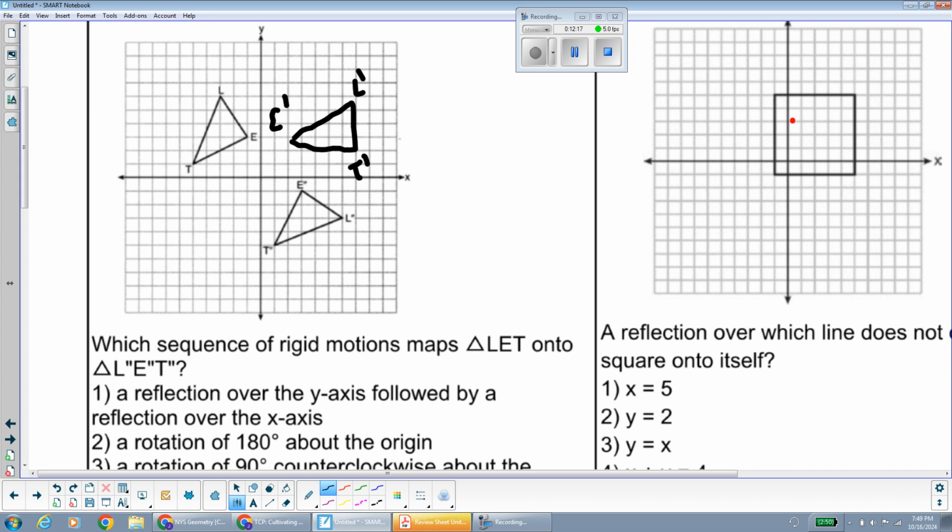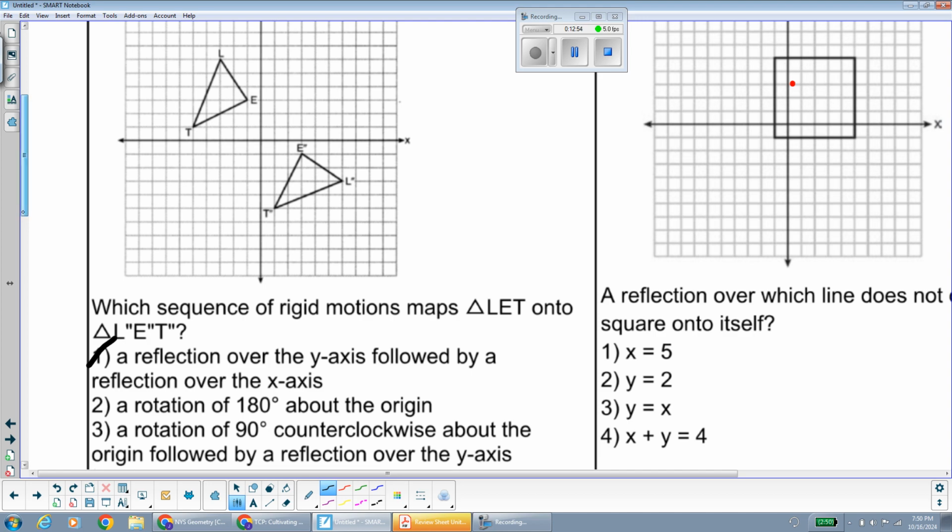And then if we flip it over the x-axis so that it's facing this way, L would go down here. It would be faced downwards. L would be down here, T would be here, and E would be here. So the letters aren't in the right spots due to this transformation, and the triangles are not facing the ways that they're supposed to. So that one's out.